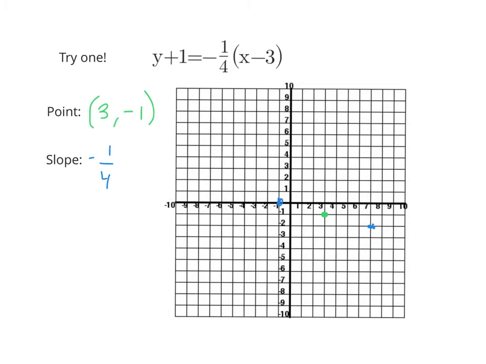Let's see if I can get that point on there. And I could keep going in either direction. My goal now is to graph as straight of a line as possible for this equation. Now mine's a little bit off. Let's see if I can make it. Oh, that's as good as it's going to get. Okay, and so there is the equation of the line. Hopefully yours may be a little bit straighter than that.